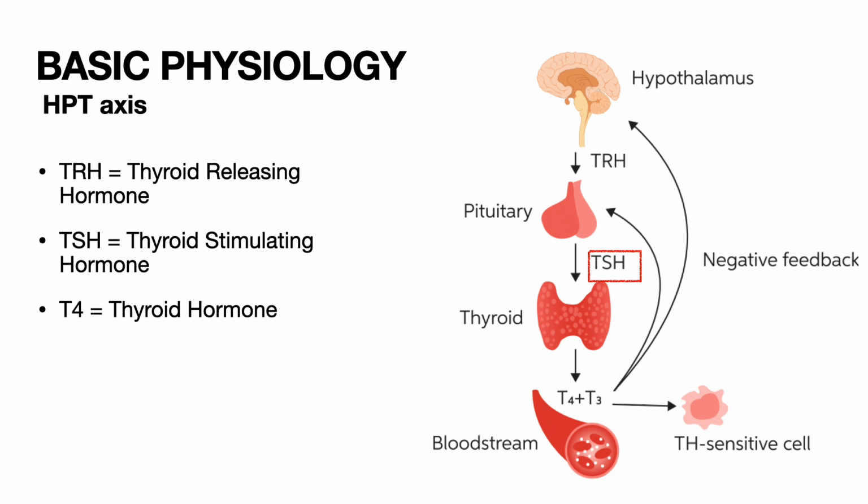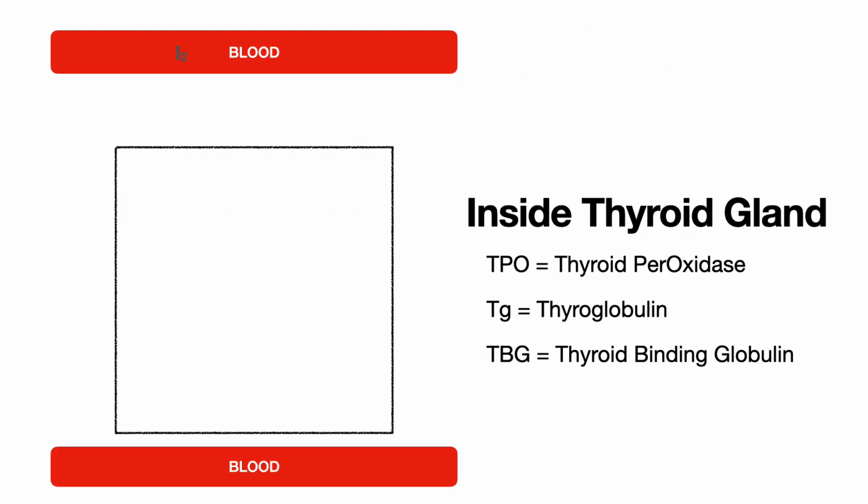The thyroid stimulating hormone reacts to the thyroid gland and causes the thyroid gland to produce T4 and T3. This is the thyroid hormone. Now let's see how this thyroid hormone is synthesized inside the thyroid gland. As the iodine reaches the blood, it is uptaken by the thyroid gland and it is converted into negatively charged ion by an enzyme TPO, that is thyroid peroxidase.